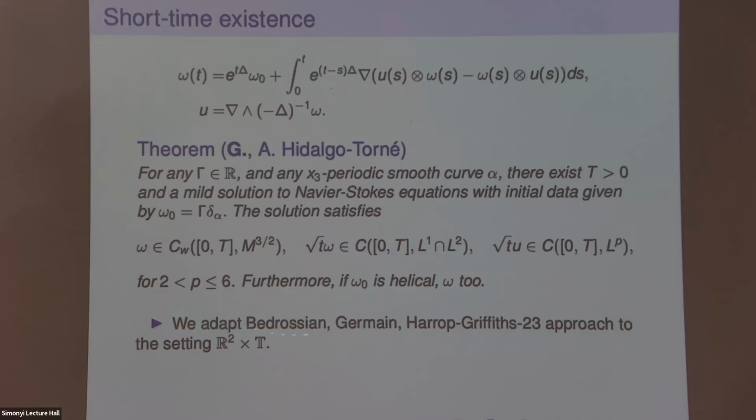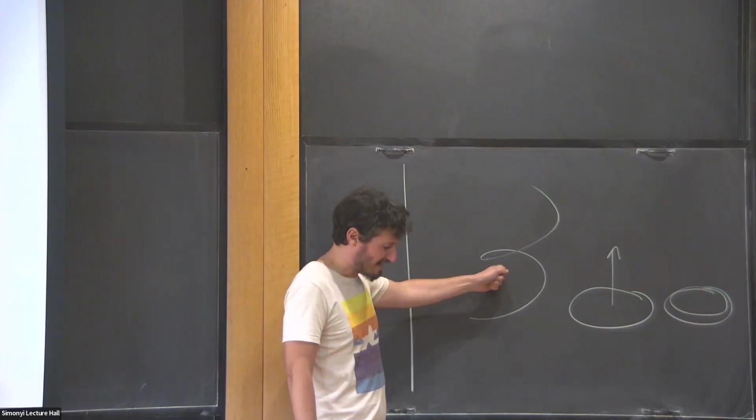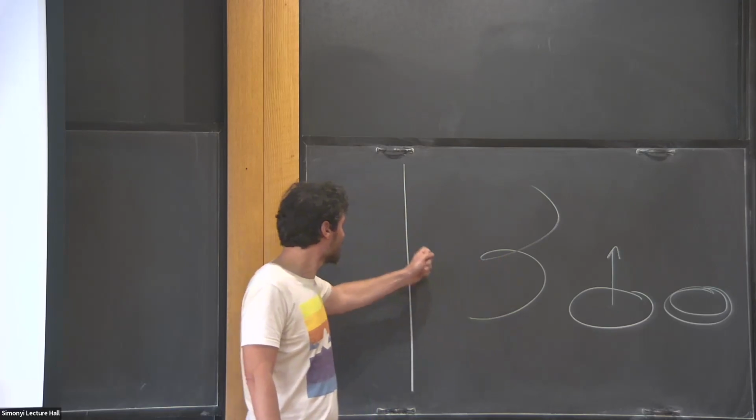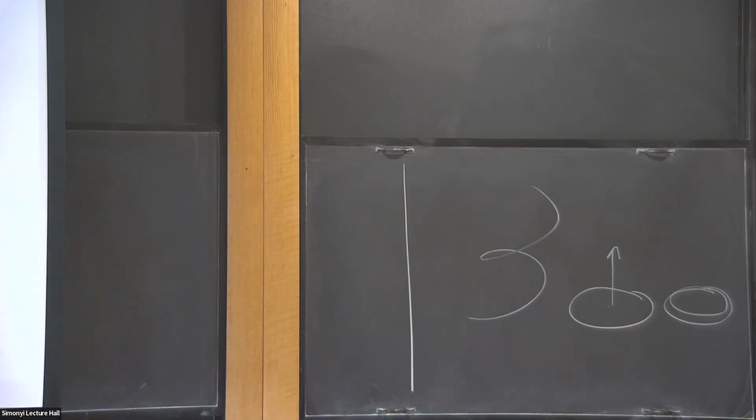And what we do is we adapt the Bedrosian, Germain, and Harrop-Griffith local well-posedness result in this setting, and then the main idea is to check that in this approach you go carefully and you can see that we can conserve the helical symmetry. So you cannot do the usual tricks like regularizing the initial data and trying to pass to the limit, because this local well-posedness result and uniqueness result are based on being, when you have a general vortex filament, when you do a transformation to the straight line, you have to be very close to the Lamb-Oseen vortex. Okay. Five minutes. I have five minutes.